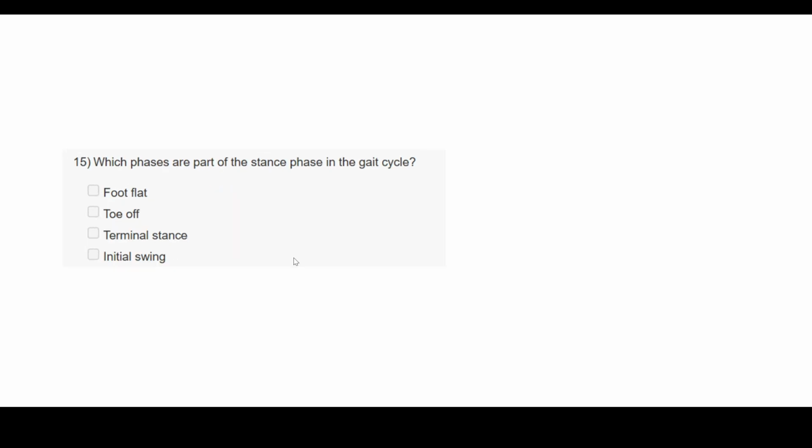Which phases are part of the stance phase in the gait cycle? Foot flat, toe off, terminal stance, initial swing. Foot flat, toe off, terminal stance and initial swing are the answers. Terminal stance goes into the swing phase.